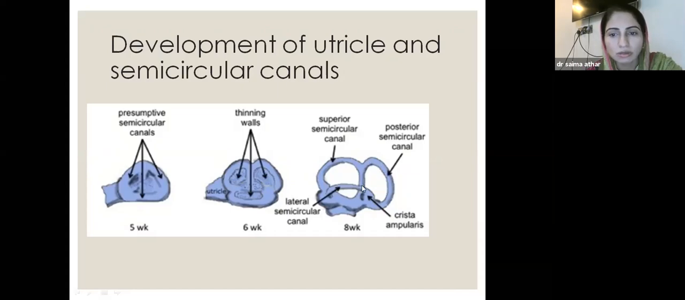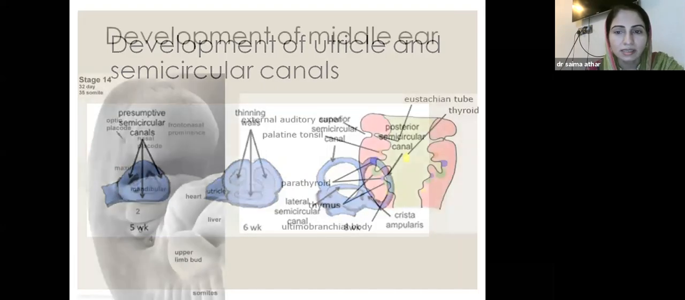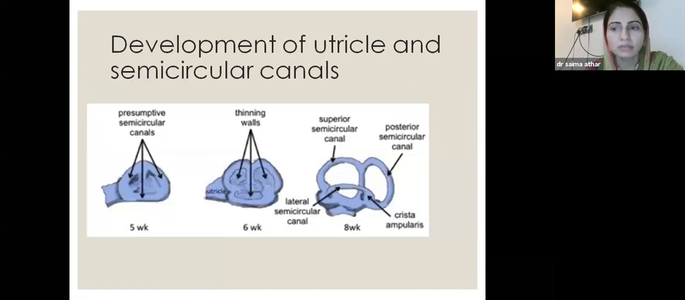These three semicircular canals form the membranous labyrinth. They are also surrounded by the bony labyrinth, and one part of each canal will dilate and form the ampulla. That ampulla will contain the crista ampullaris, the sensory cells which will be connected to the vestibular part of the vestibulocochlear nerve. I hope it's clear to you. That is the formation of the inner ear.